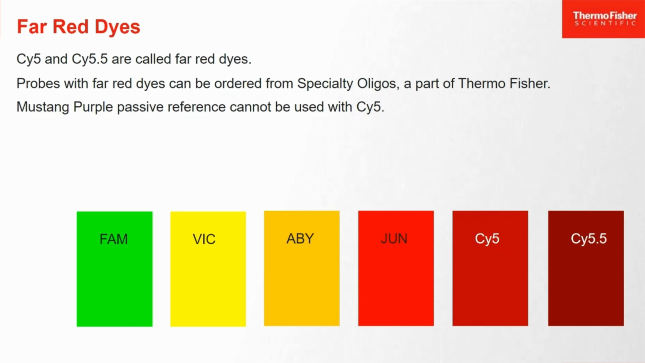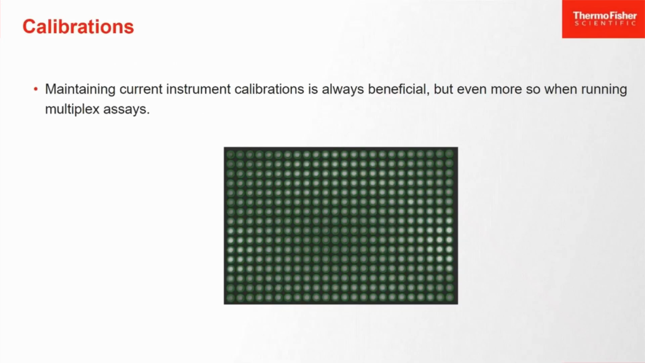So those who want to go even beyond 4 dyes, which is significant, I would say, we do have what are called far red dyes, and there's 2 called Pseudo 5 and Pseudo 5.5. Probes with these far red dyes can be ordered from Specialty Oligos, which is a part of Thermo Fisher. And by the way, Mustang Purple should not be used if you have a Pseudo 5 probe, because they would emit through the same filter.